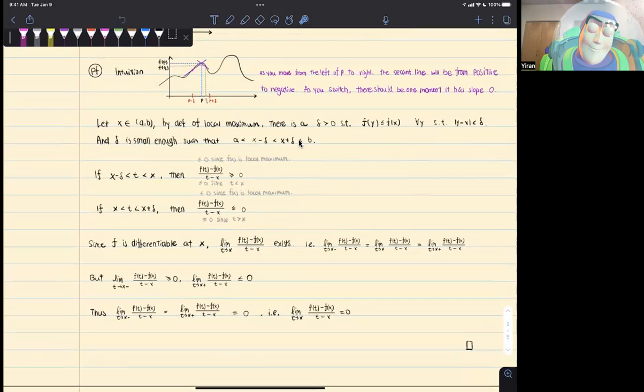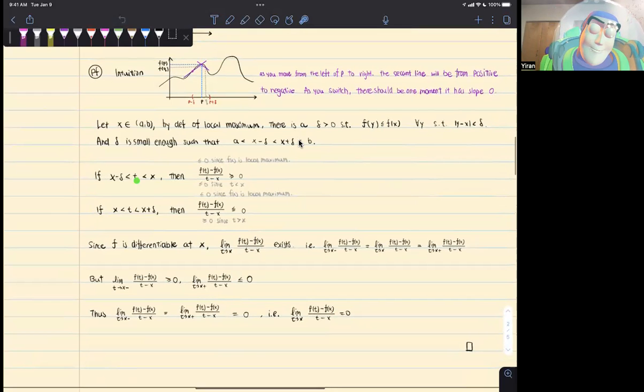Okay, so now let's consider two cases. The first one is when t is larger than x minus delta and smaller than x. That means t is in the delta interval of x, and t is on the left of x.